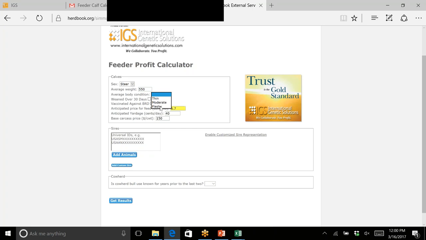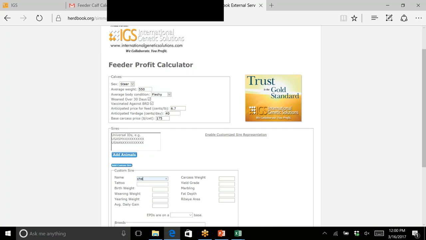So, anyway, I think we'd used a fleshy one in that previous example, so we'll leave it the same. And I think we're at about 175. So you're going to get to see me walk back through this one time.